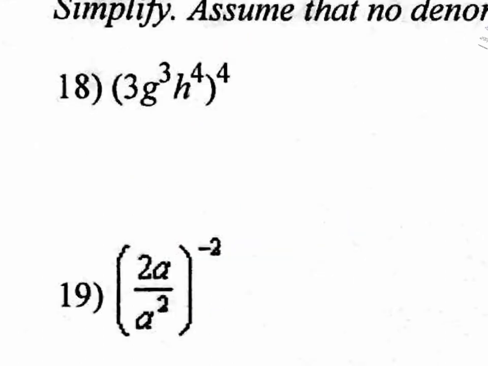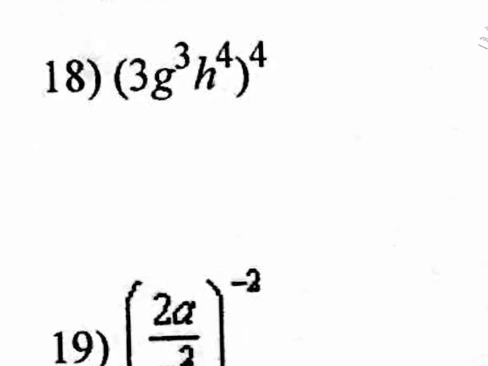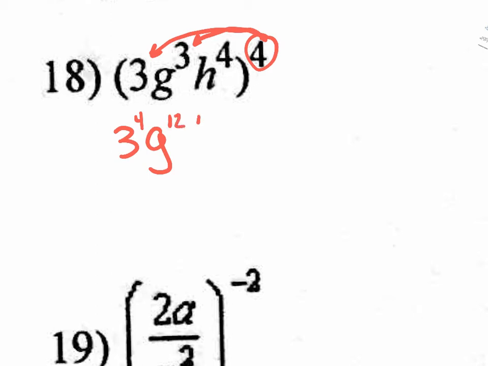Moving on to the back side. Again, parentheses with an exponent on the outside. We need to distribute that 4 to the 3, to the g to the third. Okay, so I get 3 to the fourth. I get g to the 12th. I get h to the 16. That's right. Now, the only other thing I could do is 3 to the fourth.